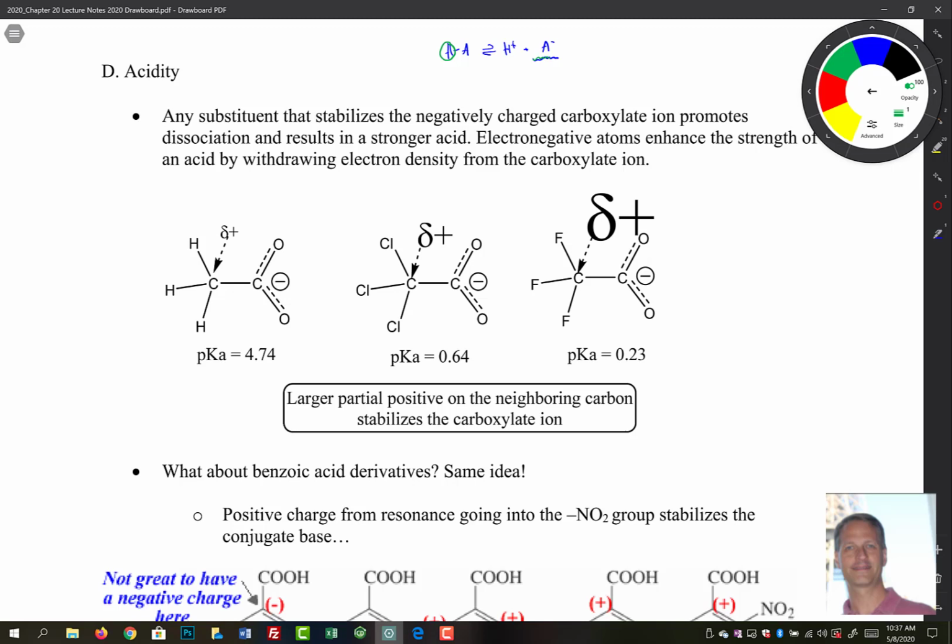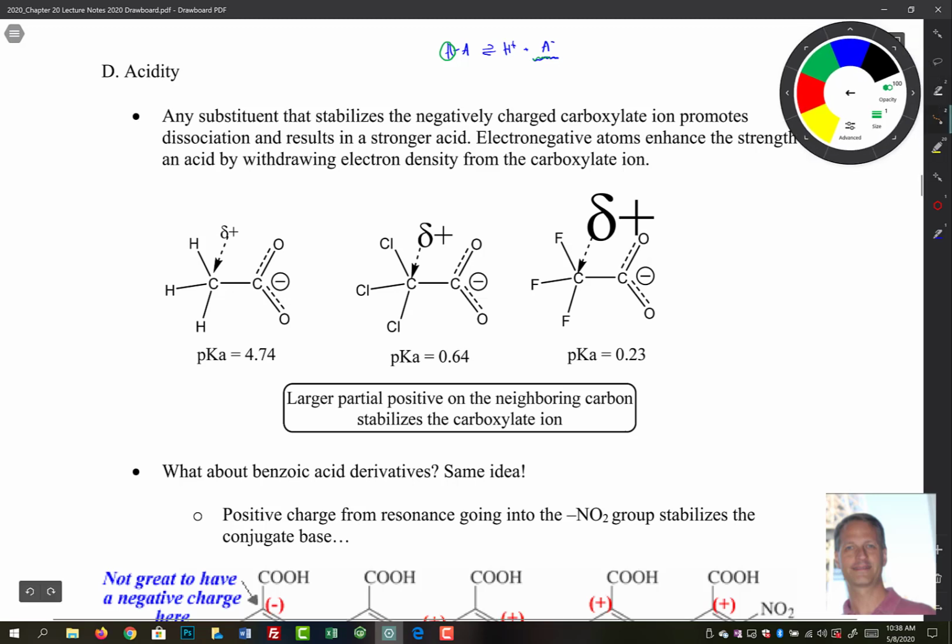So like we've done throughout the year, really, we're going to be looking at the stability of the conjugate base as an indicator as to whether or not our acid is weaker or stronger compared to other carboxylic acids in kind of a comparison type of a mode here. So any substituent here that helps stabilize that negative charge of the carboxylate ion, that'll be like this guy, right, will promote dissociation and result in a stronger acid. It turns out that electronegative atoms will enhance the strength of an acid by withdrawing electron density from that carboxylate ion.